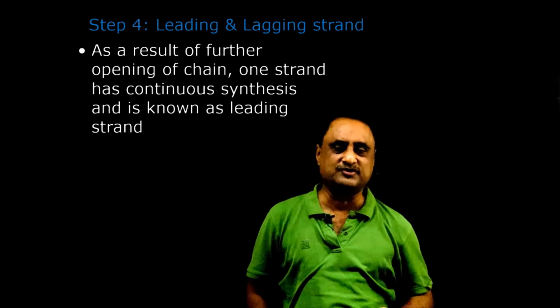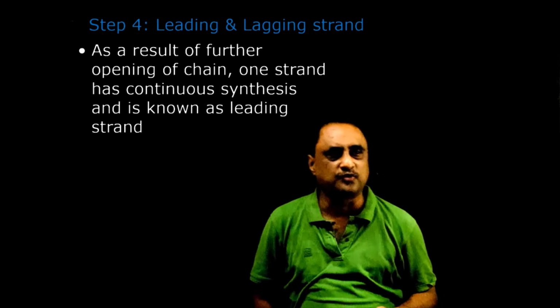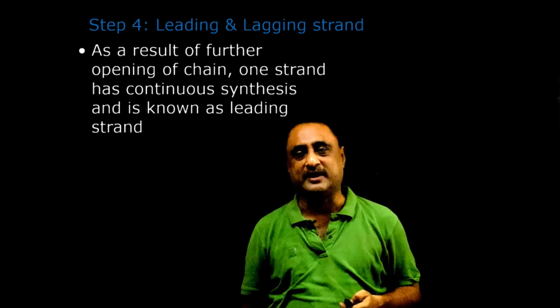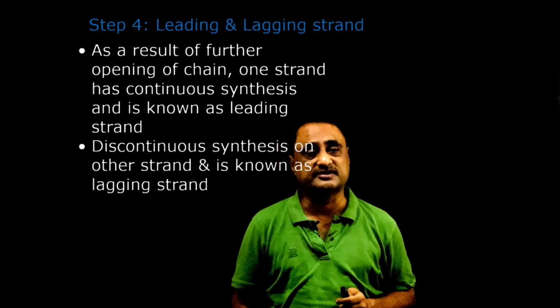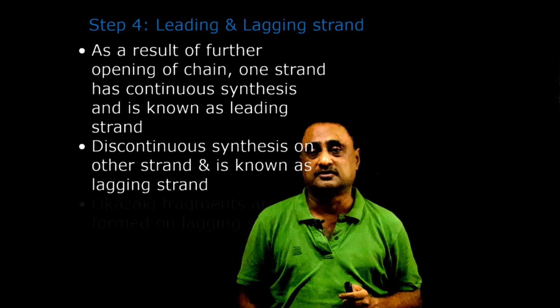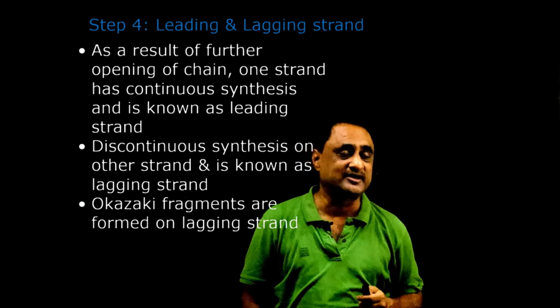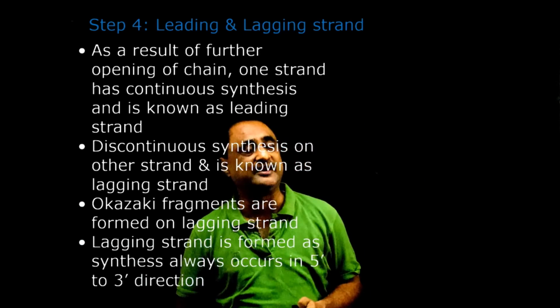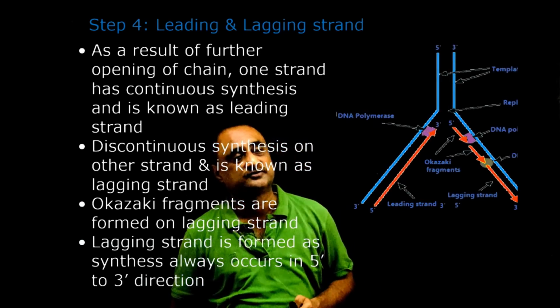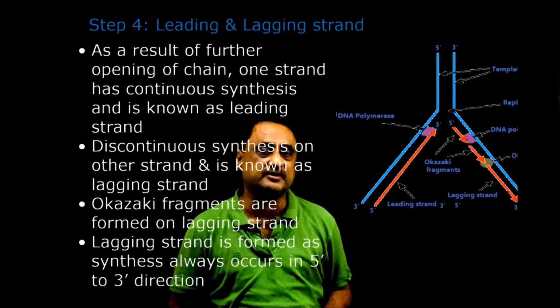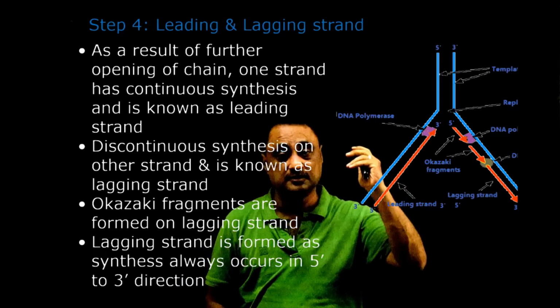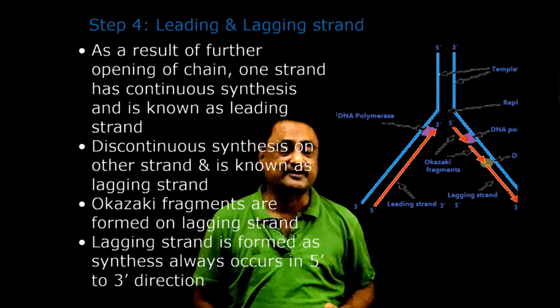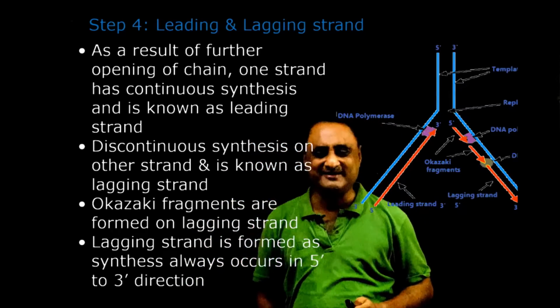So let's see what is going to happen. As we have already told you, as a result of further opening of the chain, one strand is going to act as continuous, another as discontinuous. Discontinuous synthesis is known as lagging, and in the lagging strand Okazaki fragments are formed. Again, the same diagram you can see there. That is an extension of what we have seen in the earlier case. So one strand acts as discontinuous, another acts as the continuous strand.